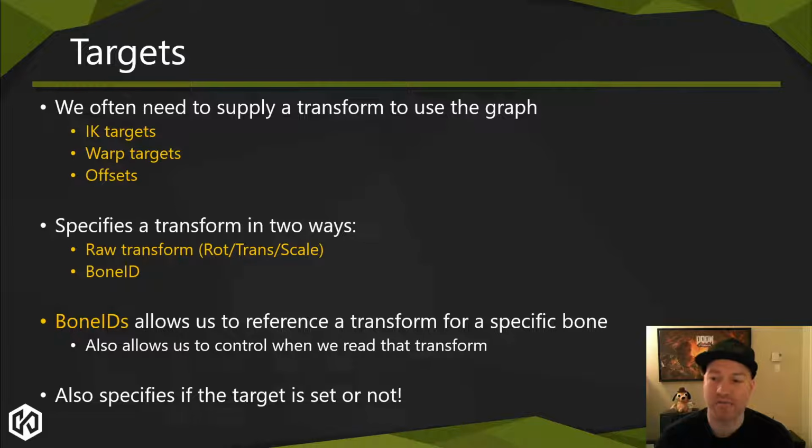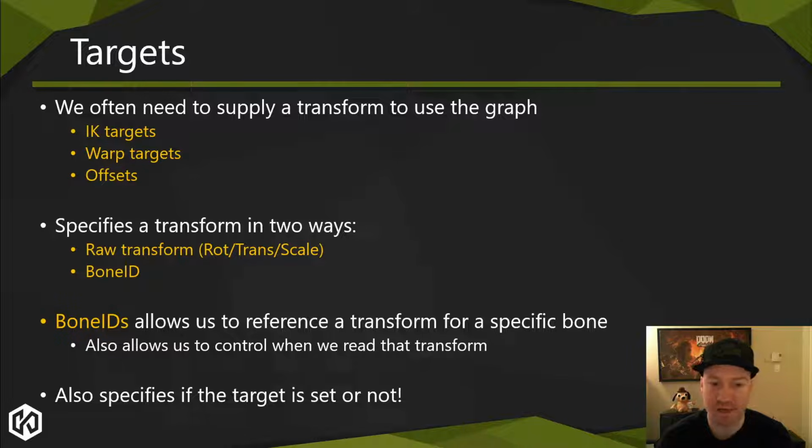Often we need to tell the graph, hey, I need you to jump to this point, or I need you to interact with something at this location, or hey, you need to offset an IK target to some degree, or hey, this is your actual IK target. So we need to give this to the graph in a meaningful way. And a lot of times that is just a transform, but other times it may be a bone ID because we want to target a specific bone in the pose.